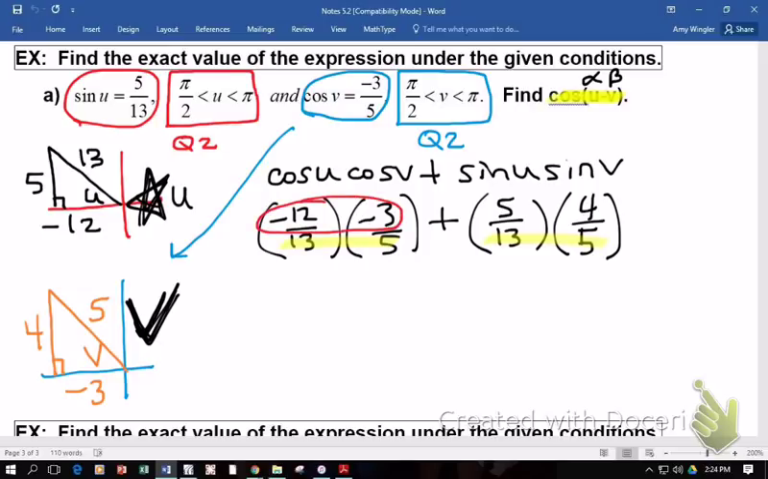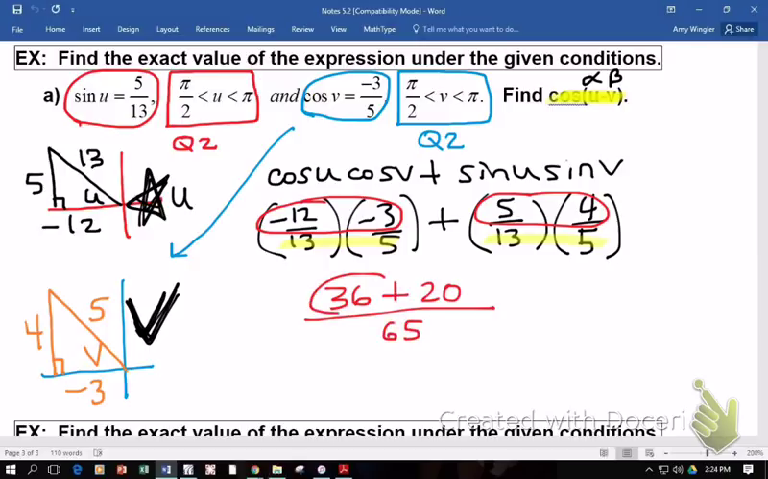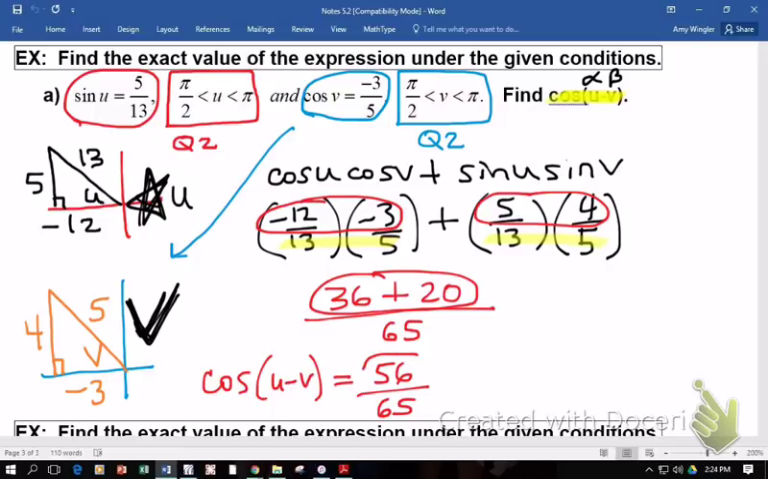Negative 12 times negative 3 is positive 36, plus 5 times 4 is 20. I can write this as one big fraction because I have a common denominator. 13 times 5 is 65. Now I can add my numerators. 36 plus 20 is 56 over 65, and that's what the cosine of U minus V equals. And that's my final answer.